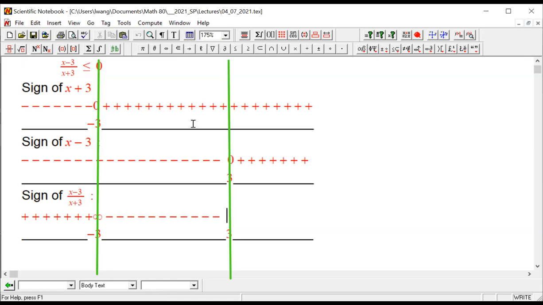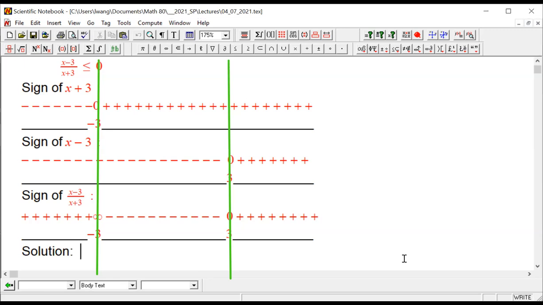At 3, what happened at 3? The numerator is 3 minus 3, that's a 0. And the denominator is 3 plus 3, that's a 6. 0 divided by 6 is 0. And when x is larger than 3, we're doing a positive divided by positive. So that's going to be positive. Got it?